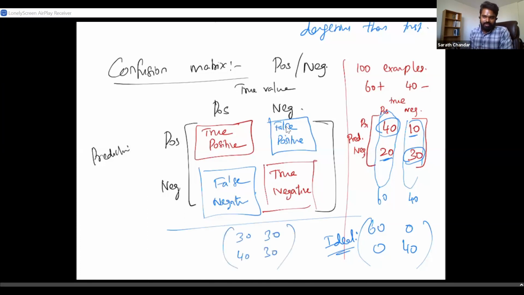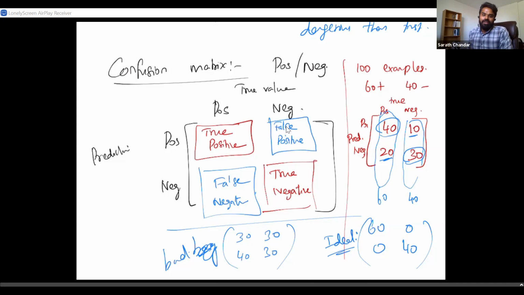So this is an example of a bad confusion matrix. Why? Because this model is confusing a lot between these two classes. It's like 30-30 for positive and negative, almost 50-50. This is an example of a random classifier. So by just looking at the confusion matrix, you can say a lot about how random this classifier is.